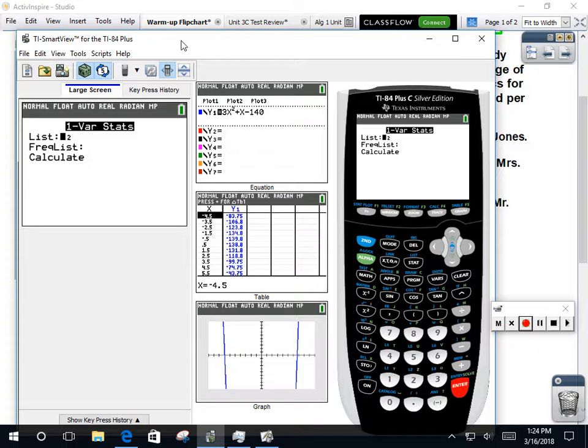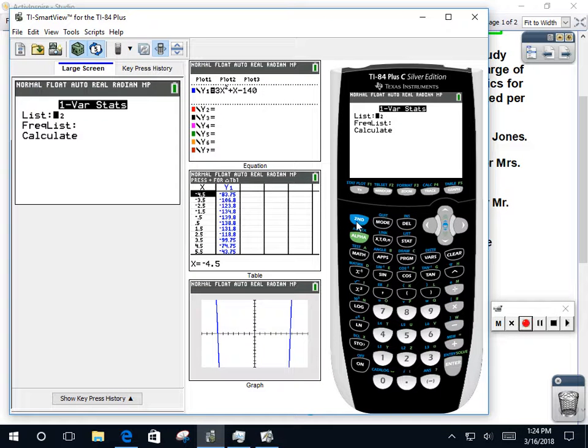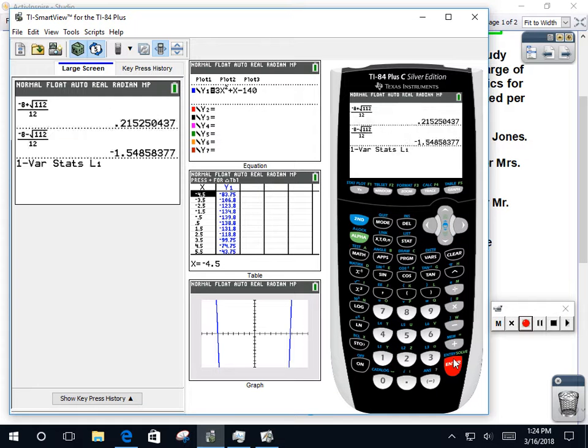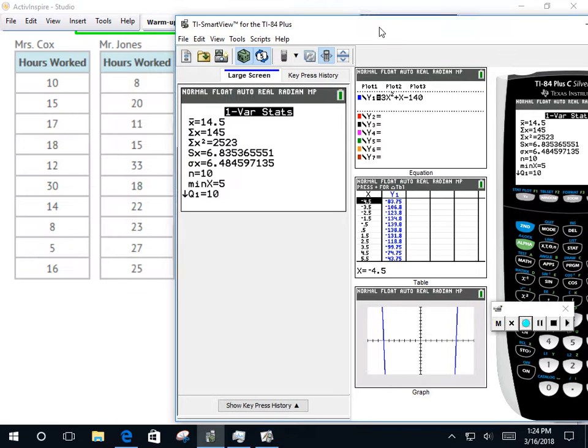Now, where I did this last period, mine's still showing up as L2. But if I want to get the data for Ms. Cox's students that she's supervising, I put that data in L1. How do we change this to L1? Right, second, and then look above the 1, there's a little L1 right there, and then it changed it. Once you do that, you go down to Calculate and press Enter. Okay, and then it shows you all the data. The mean is what?